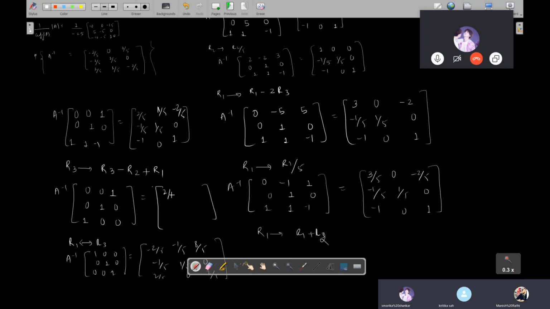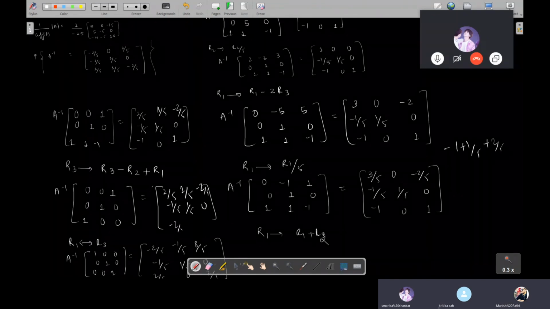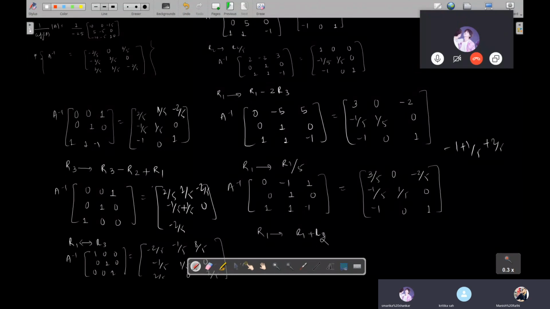2 by 5, 1 by 5, minus 2 by 5, minus 1 by 5, 1 by 5, 0. 1 by 5 plus 2 by 5. So the value will be minus 2 by 5. 0 minus 1 by 5 plus 1 by 5, the value would be 0. And again, what about this? 1 minus 0 plus 2 by 5. The value would be 7 by 5.